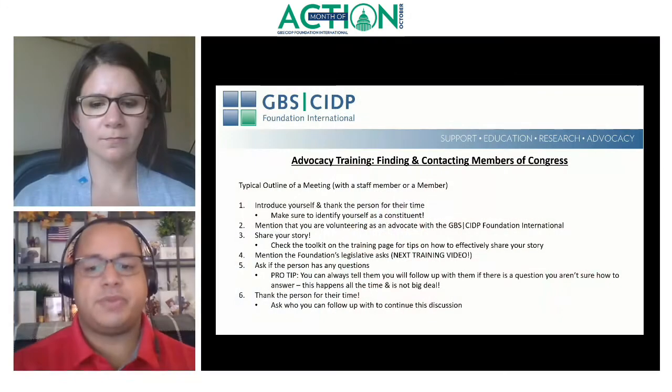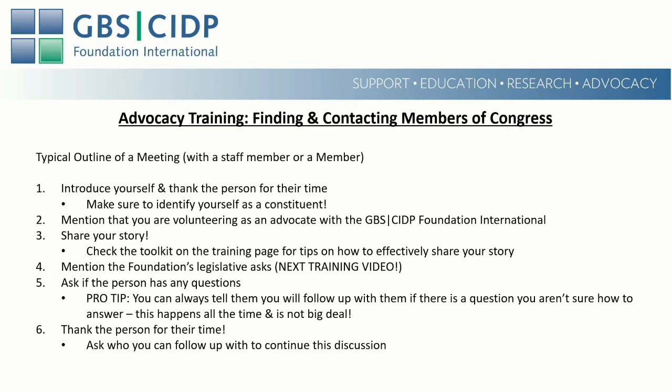So quickly, just to go over a typical outline of meeting with a staff member or a member themselves. First, start off by introducing yourself and thanking them for taking the time to meet with you. It's also very valuable to mention where you're from. So if you are meeting with Senator Schumer, just where I'm originally from, I would say, hi, I'm Phil Goglis from Long Island, New York. It's a pleasure to meet with you today.